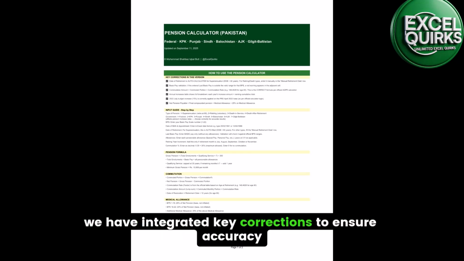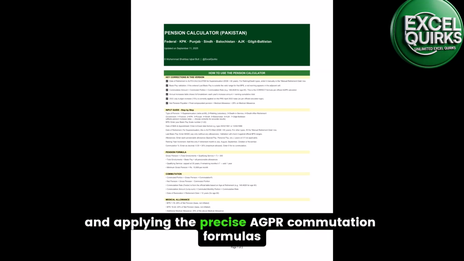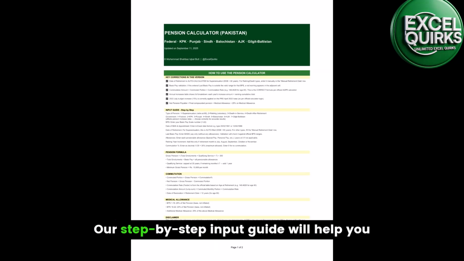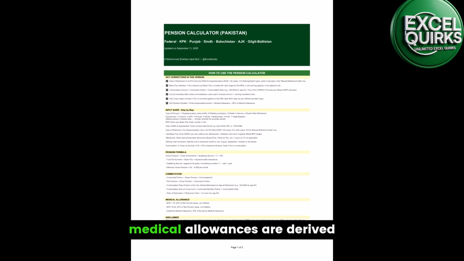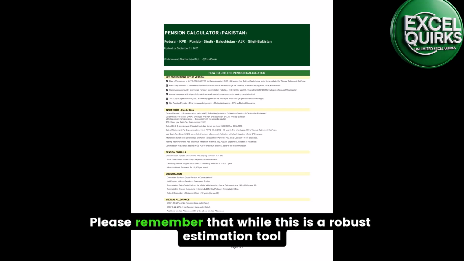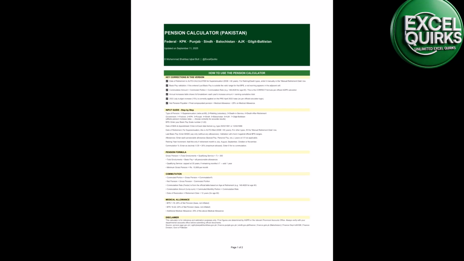As of September 2025, we have integrated key corrections to ensure accuracy, such as auto-calculating superannuation dates, validating basic pay against official scales, and applying the precise AGPR commutation formulas. Our step-by-step input guide will help you navigate everything from selecting your pension type to understanding how your gross pension and medical allowances are derived. Please remember that while this is a robust estimation tool, final figures are always determined by your respective accounts office.